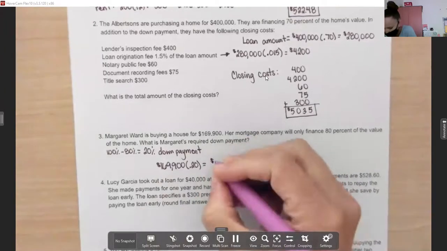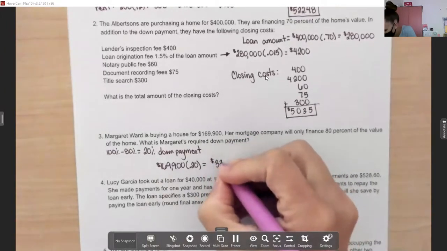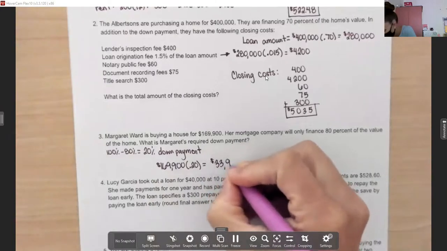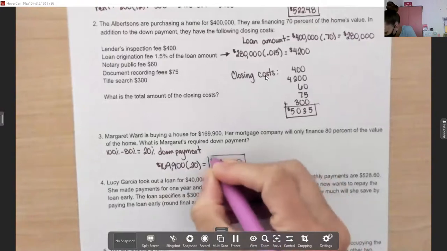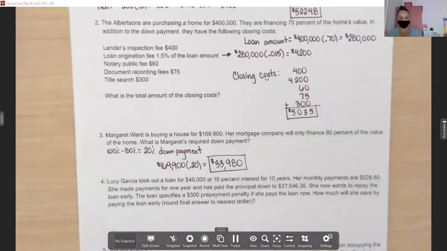So Margaret's required down payment is $33,980. So almost $34,000, right? Just $20 short. So $34,000 almost for her down payment. And I don't want this to be discouraging if you're like, wow, when am I ever going to be able to save $34,000 to buy a house? That's for this type of loan.